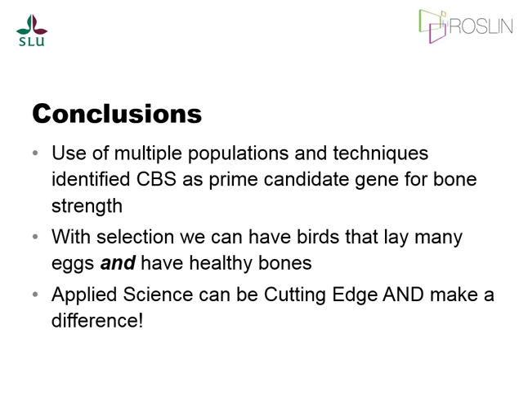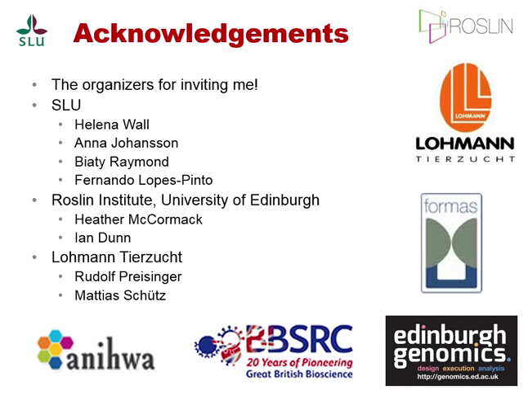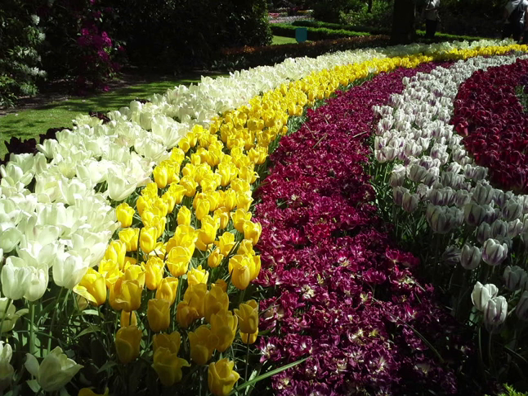So I hope I've been able to give you a flavor of how we can use multiple populations and techniques to identify candidate genes, in this case CBS, in a non-model species. Also, that because of right selection, we can have birds that can lay lots of eggs and have healthy bones. And hopefully that applied science can be both cutting edge and make a difference. Thanks again to all the people that helped me, and thank you very much.